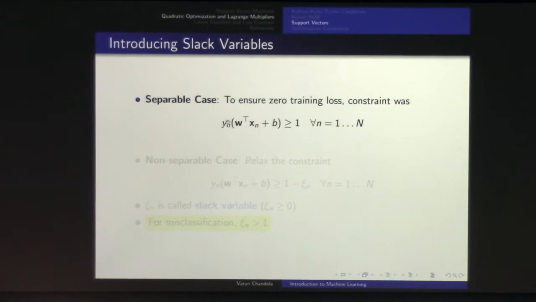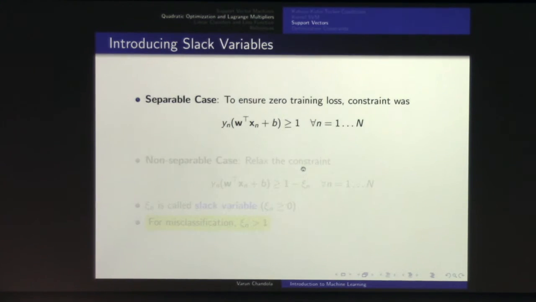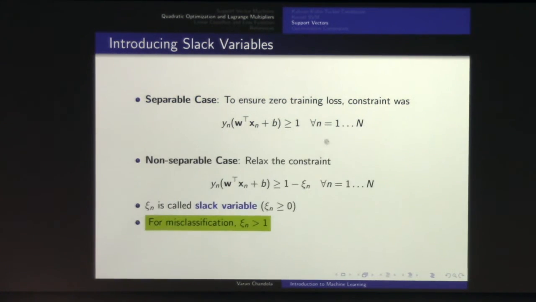so again, in the separable case, this is the strict condition, which meant that whatever W you learn will have a 0 training loss. But if there is no line to be learned, then this optimization function will never converge, because it will try to find that line which does not exist. So what you do in the non-separable case is that you introduce this value. What is this again? Chi, I think. Chi.